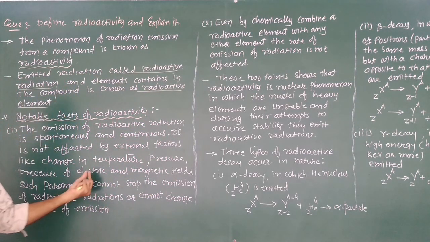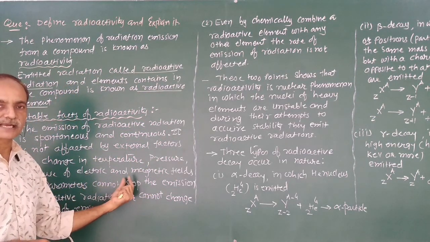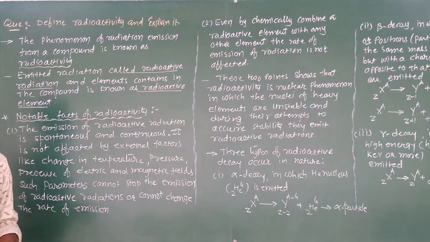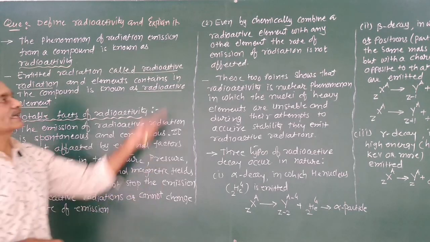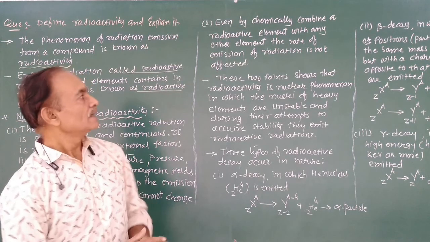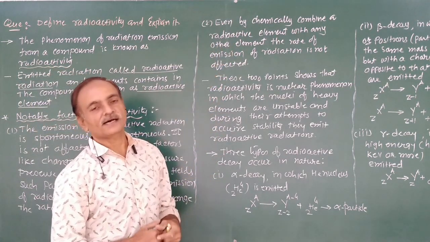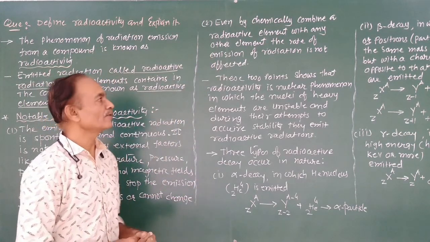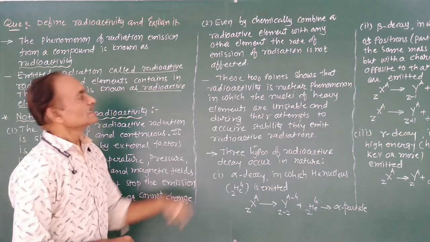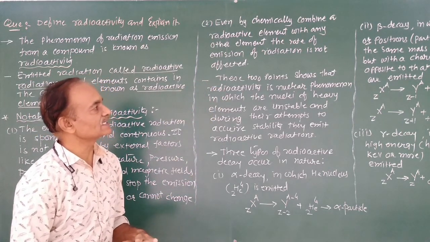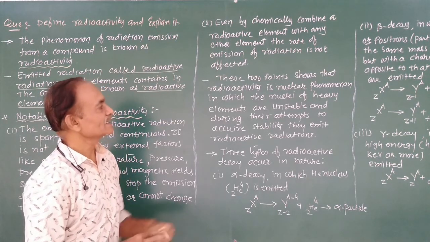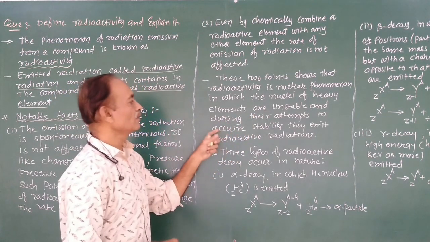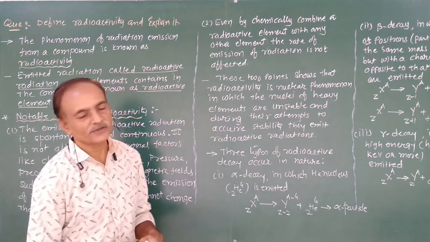So physical parameters such as temperature, pressure, and the presence of electric and magnetic fields cannot change the rate of emission or stop the emission. In the same way, the chemical parameter, combining the radioactive element chemically with another element, does not change the rate of radiation. These 2 points show that radioactivity is a nuclear phenomenon, in which the nuclei of heavy elements are unstable and, in their attempts to acquire stability, they emit radioactive radiation.